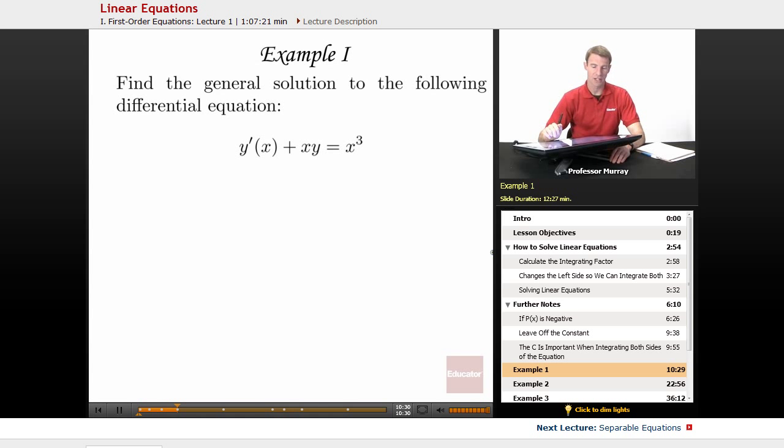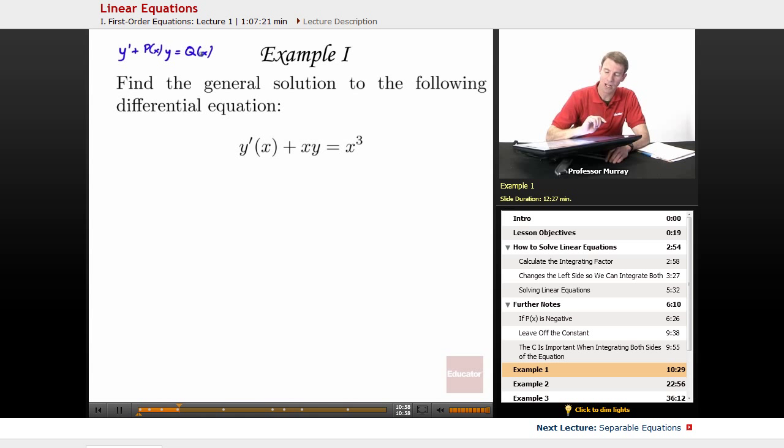So let's jump in with an example now. We're going to find the general solution to the following differential equation. y prime plus xy is equal to x cubed. So let's remember the strategy here. Our generic form for a linear differential equation is y prime plus p of x times y is equal to q of x. And that's what we've got here. We've got y prime plus a function times y is equal to another function.